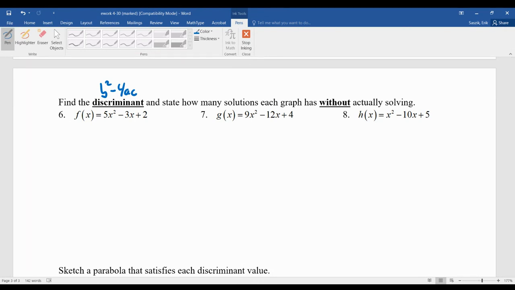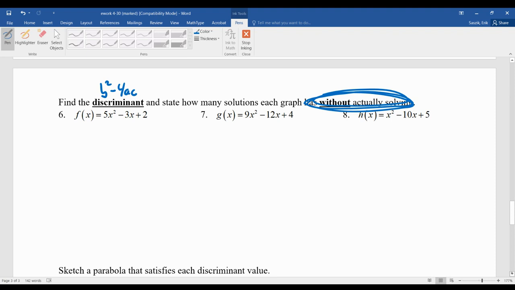So if that part comes out to be negative, there's no solution because we can't take the square root of a negative number. If that part comes out to be positive, we have two solutions because you're going to add that to something and subtract it from something. That gives you two different answers. And then lastly, if the discriminant was 0, you have one answer. So you're not actually solving here, okay? You're just doing the discriminant.